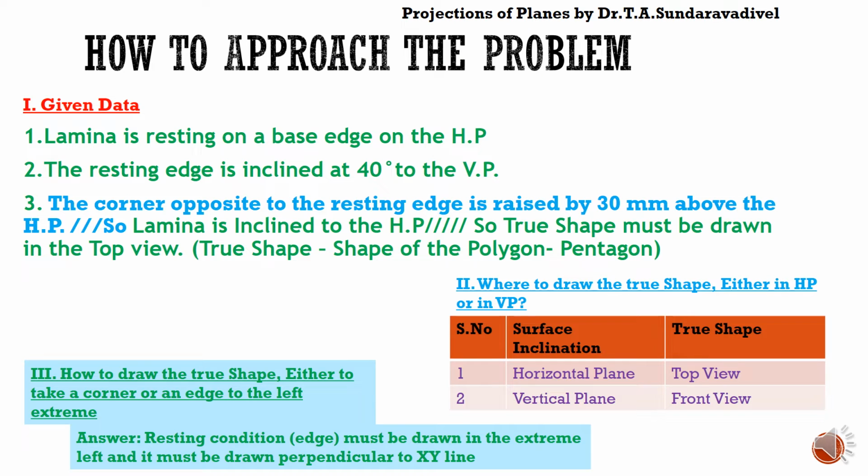So, one thing we have to understand from this is, the lamina is inclined to HP, but it is not given directly. If you understand the physics of the problem, then only we will be able to imagine this. So, when the lamina is inclined to HP, where we have to draw the true shape? In the top view. So, the true shape should be drawn in the top view. This is a very, very important understanding we have to make.